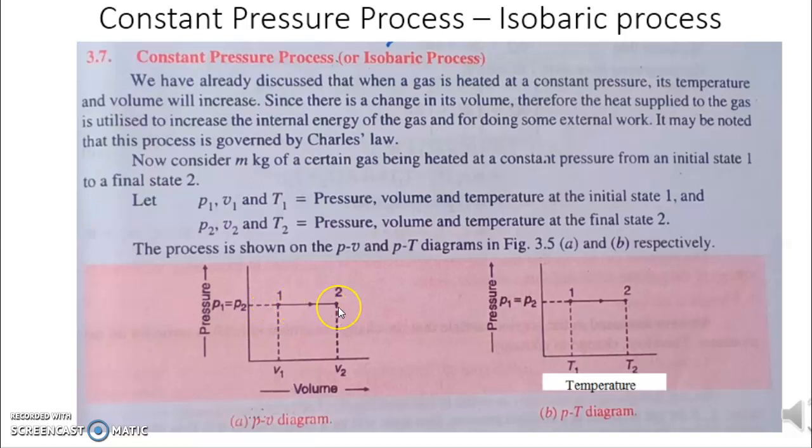On both the plots, the constant pressure process is horizontal, because pressure is taken along the y-axis: at point 1 it is P1 and at point 2 it is P2, and P1 equals P2. At point 1, V1 is the volume, and at point 2, V2 is the volume. T1 is the temperature at point 1, and T2 is the temperature at point 2.